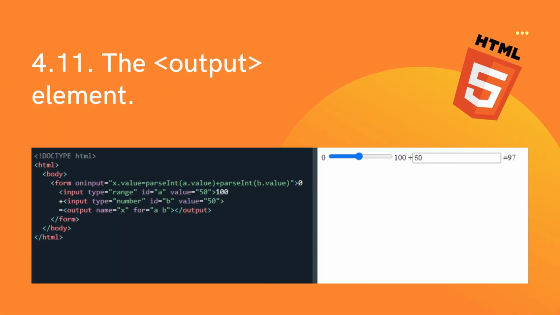Example: the output element defines the result of a calculation. The output element represents a container element in which a site or program can display the results of calculations or the result of a user's action.